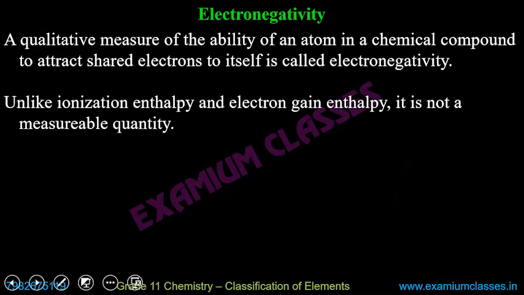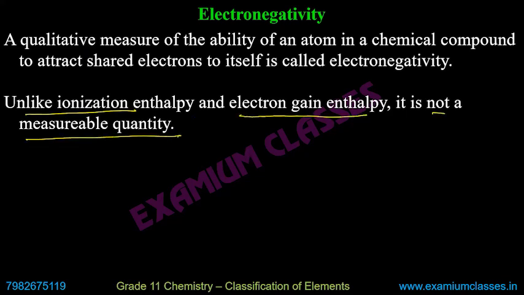So unlike ionization enthalpy and electron gain enthalpy, it is not a measurable quantity. Ionization enthalpy, you can measure how much energy is required to remove an electron from the atom in its free gaseous ground state. Or electron gain enthalpy, how much energy will be required or released when an atom gains an electron in its free gaseous ground state.